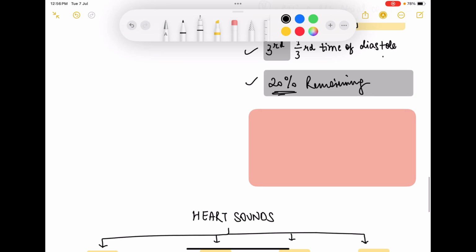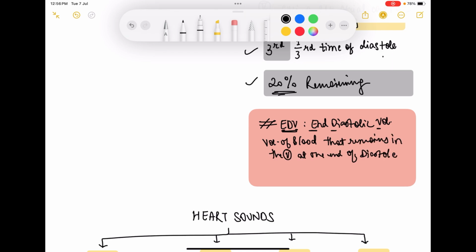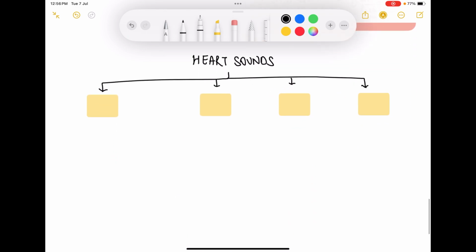Now let's talk about EDV. This EDV stands for end diastolic volume. Let's define it. It is the volume of blood that remains in the ventricle at the end of diastole or relaxation. This EDV equals 120 ml of blood. Now let's discuss heart sounds. There are 4 heart sounds: S1, S2, S3 and S4.